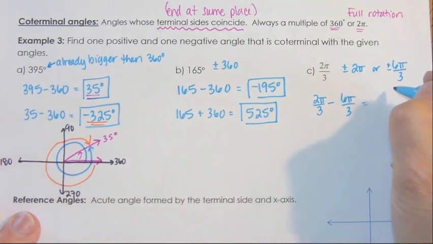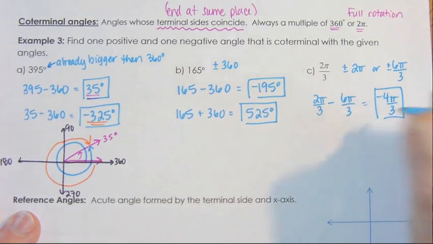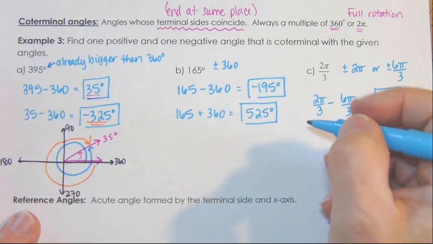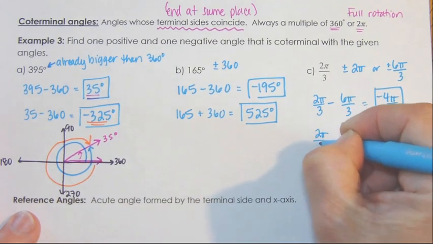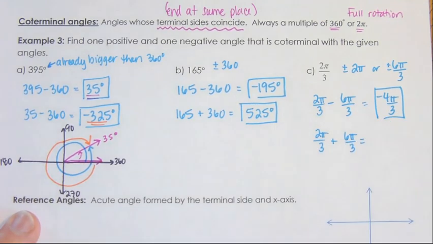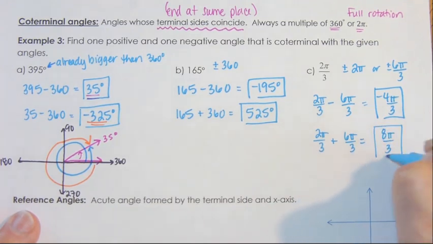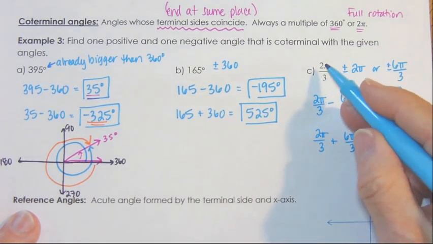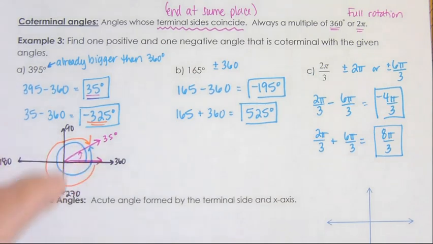2 minus 6 is negative 4 pi over 3. So there's a negative angle. I'm going to go back to my original 2 pi over 3, and I'm going to add 6 pi over 3. That's going to give me 8 pi over 3. So again, if I were to graph the positive, the negative, and the original, they would all kind of look the same.